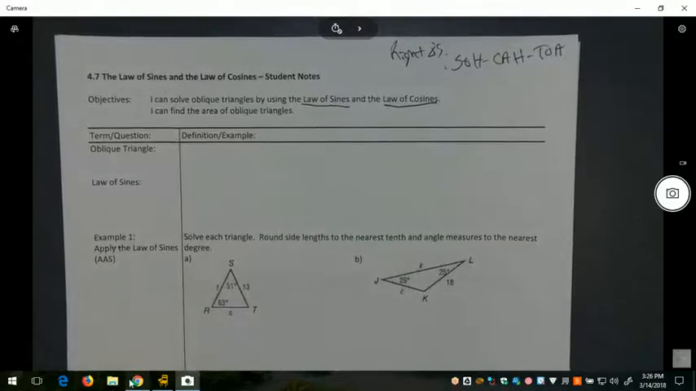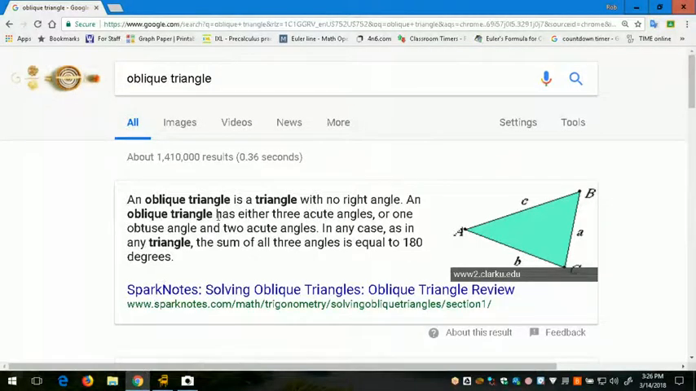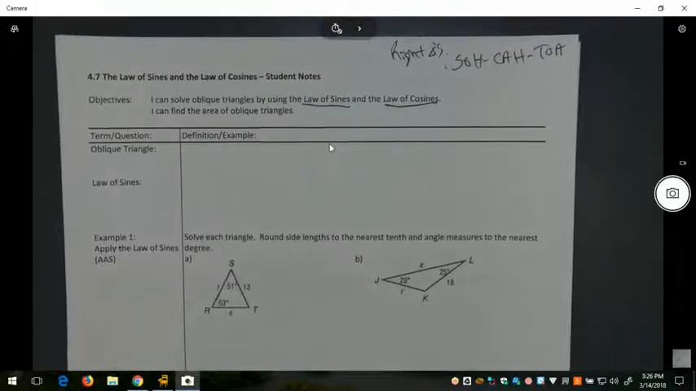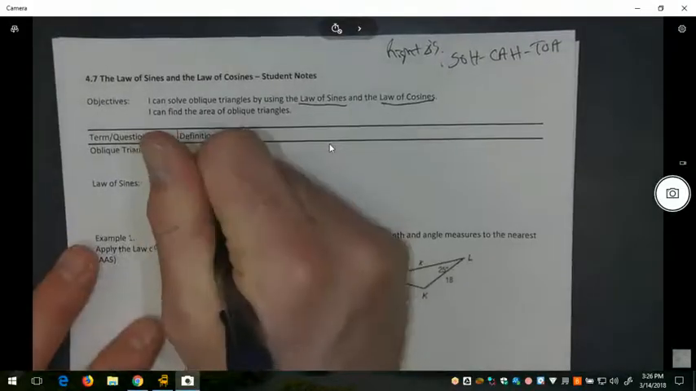So what is an oblique triangle? Let's look at the definition right here. An oblique triangle is a triangle with no right angle. So it's a non-right triangle. It could be an acute triangle, or it could be an obtuse triangle. So we could have one obtuse angle, or we could have all three acute angles. But you remember triangle sum from geometry, that all the angles in the triangle have to add to 180 degrees. So for your notes, you can just put that an oblique triangle is a non-right triangle.